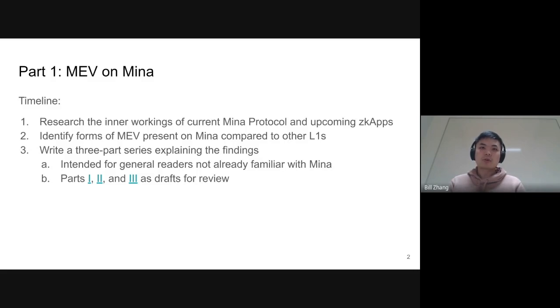So I thought more useful would be a 3-part series explaining my findings, such that it could be helpful for guiding future developers. This is intended for general readers, not just ones who are already familiar with Mina, just because I recognize that there's a potential that this could reach more people that way. And parts 1, 2, and 3 are ready as drafts. I've shared them with a couple of people, including Gina and Jack, and Brandon, who's more like an architect for Mina, for review. But I also would love any of the feedback that any of y'all can give for those parts.